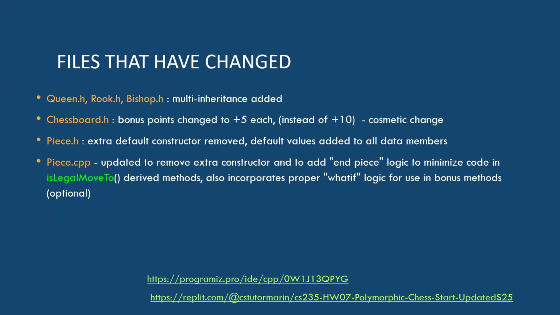And piece.cpp is probably the most helpful change because it takes care of your end piece logic. So that is going to really simplify your logic for isLegalMoveTo. And I'll show you that in just a second on the bishop. Okay. So there's some stuff added there. And there's some what-if logic, assuming you're going to pursue the bonus methods. But if you don't, then you don't even really need to worry about that. But if you are thinking about going after the bonus stuff, you're going to very much want to update your piece.cpp. Okay. Chessboard, again, cosmetic changes.